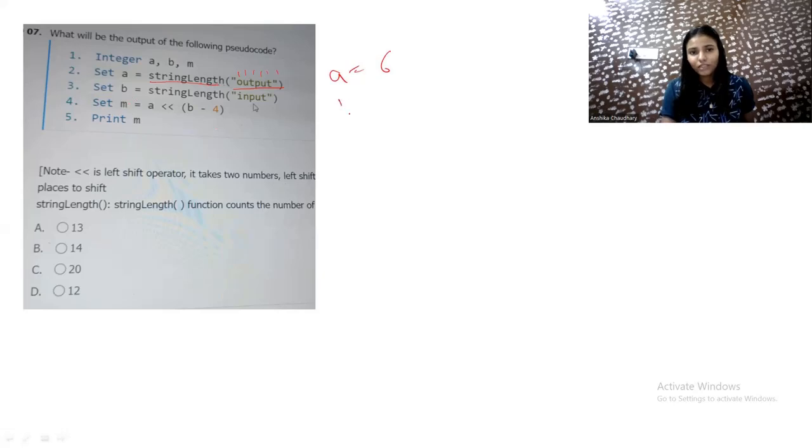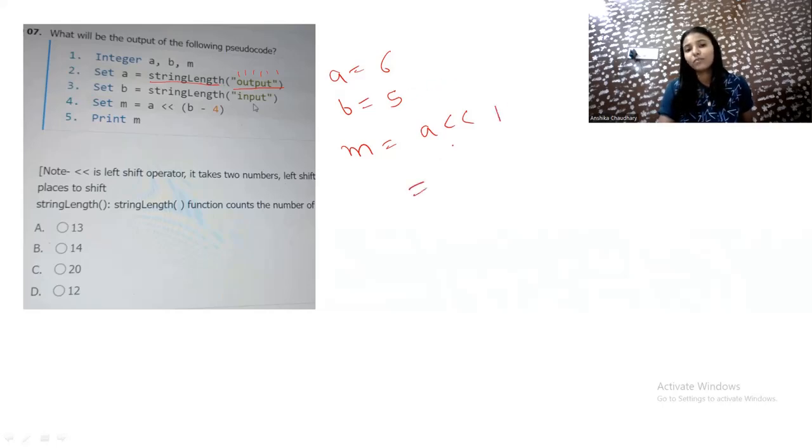Now b, again b is having some string length. Input length is 5. 1 2 3 4 5. So input length is 5. Now m, we have to perform some operations, and then the value will be assigned to m. So a left shift b minus 4. What is the value of b? b is 5 and minus 4 will be 1.